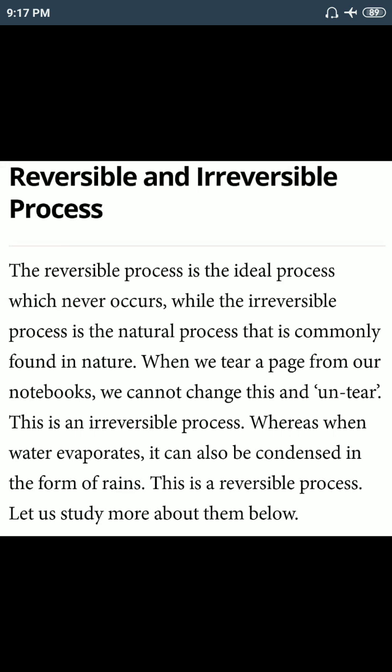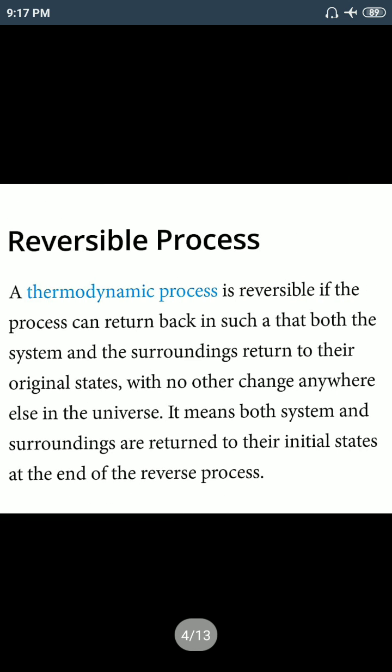For example, it is written, when we tear a page from our notebook, we cannot change this and untear it. This is an irreversible process. Whereas when water evaporates, it can also be condensed in the form of rain. This is a reversible process. These are examples of reversible and irreversible processes.